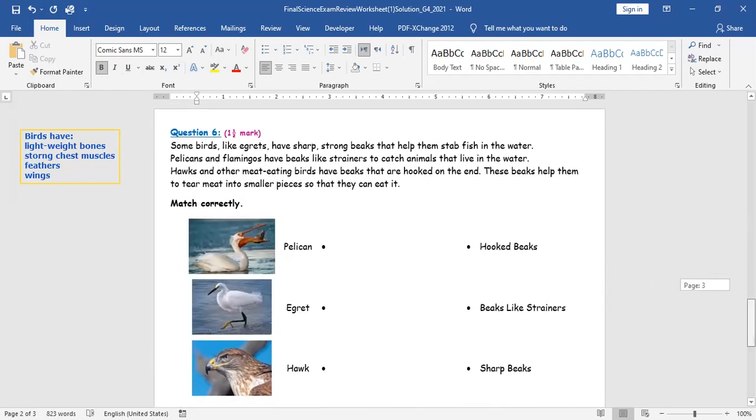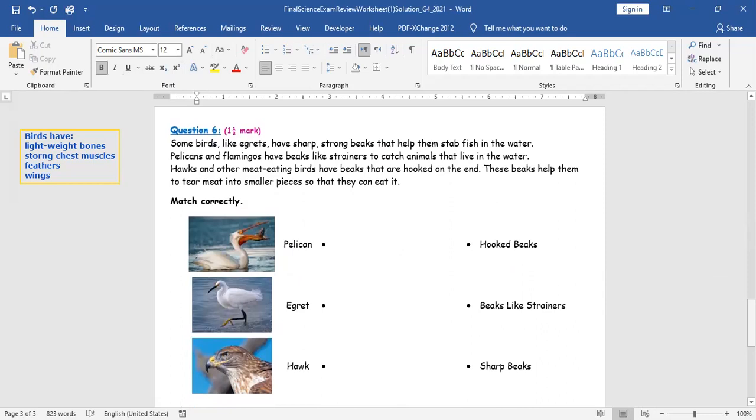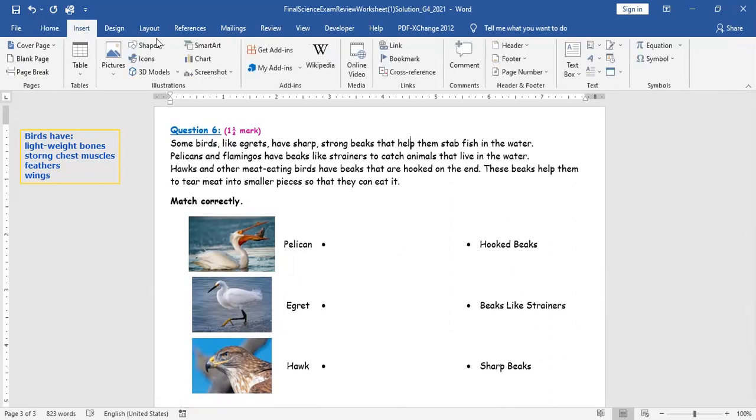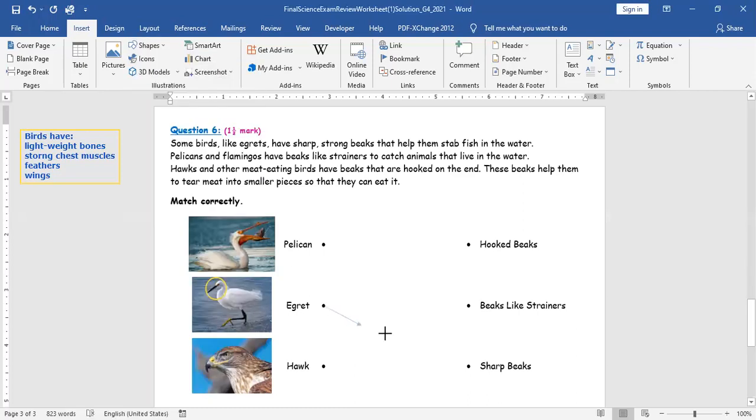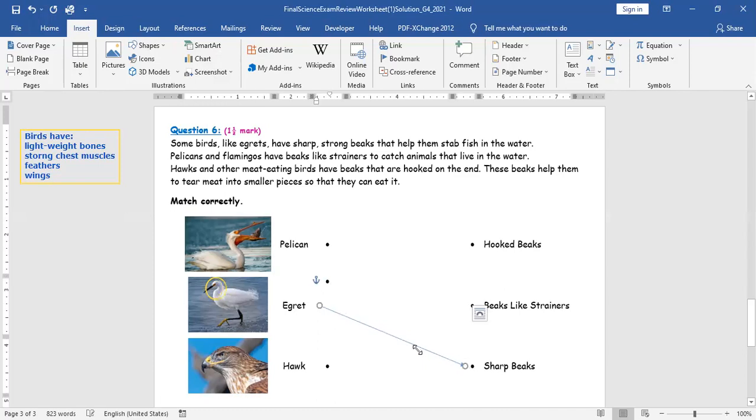Question number 6. Some birds have sharp, strong beaks that help them stab fish in water. Look at the beak of the egret. Egrets have sharp, strong beaks. Why? They need such beaks to hunt and to stab fish in water. So egrets have sharp beaks.